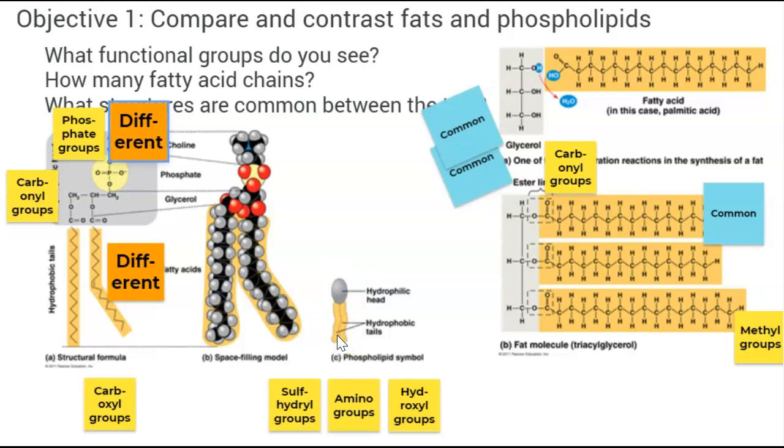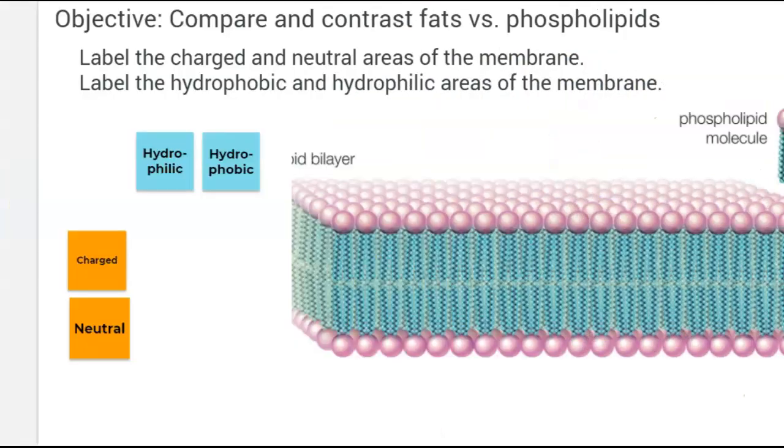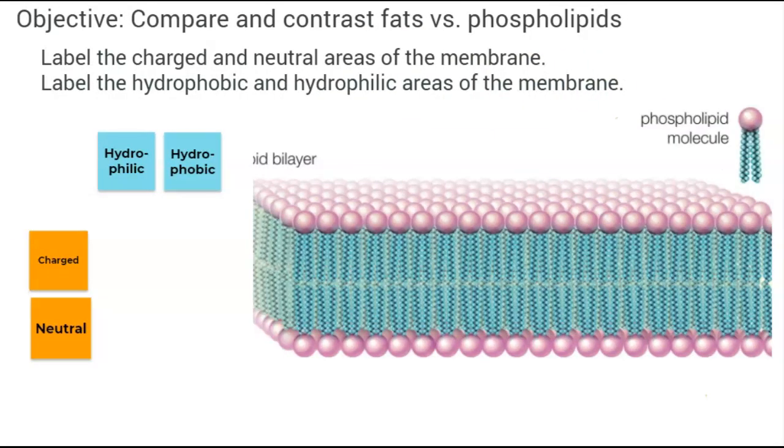So if we take that concept of the phospholipids, because those are really important in biology, and we recognize that the hydrophobic tails don't want to be around water, what that allows to be created are membranes. So membranes are really important. If we didn't have cell membranes, we wouldn't have cells. And so our next objective here is to look at the membrane and label the different areas based on charge and neutrality, and then hydrophobic and hydrophilic areas.